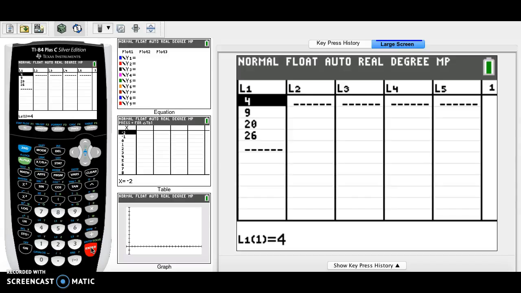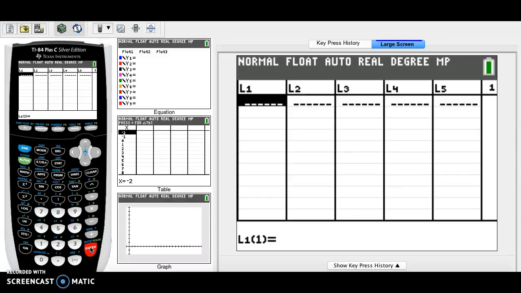Now, if we have some data in there that we wish to get rid of, we can either get rid of the individual ones, or I recommend we just arrow up to the top. If we hit the clear button, notice on the bottom, everything should be cleared out. It says list 1 equals, and it should be blank. So now if I hit enter, it will clear out list 1.